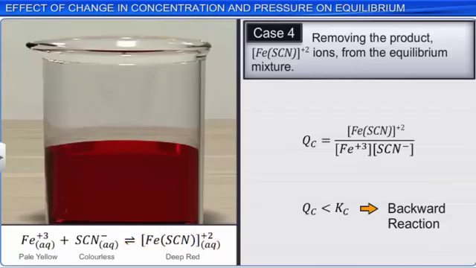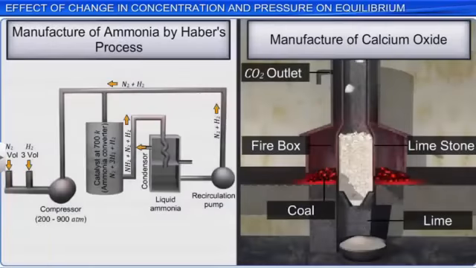The ability to predict the effect of change in concentration has great commercial application in the cases of reactions where the product is a gas or a volatile substance. Here are 2 examples.